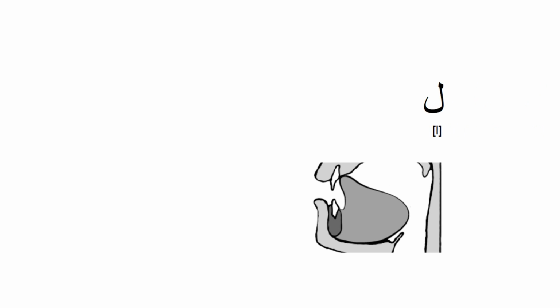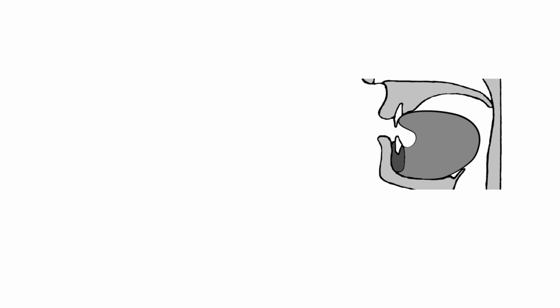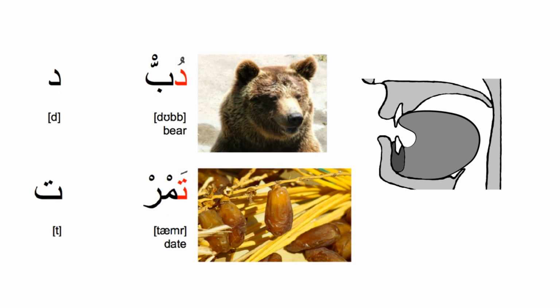We then went to sounds that were modifications of sounds that you do already know. First, we talked about l as in laymoon, which is an L made with only the tip of your tongue. The back goes down. And that is the normal L you're going to be using throughout Arabic. Then came d and t, as in dub and tamr. These two sounds are really similar to English's D and T, but the tongue is a bit further forward. It's touching your upper teeth. Dub, tamr.